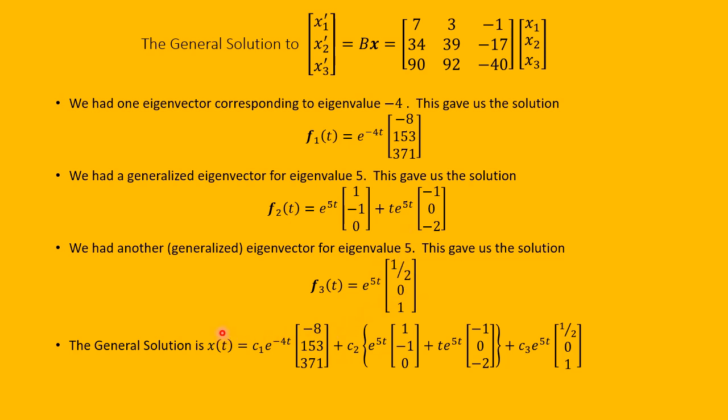So the general solution, x of t, is c1 times f1 of t plus c2 times f sub 2 of t plus c3 times f sub 3 of t. If we had initial conditions for an initial value problem, we could use those initial conditions to find c1, c2, and c3. Notice that f sub 2 of t consisted of two terms here. So c2 times f sub 2 of t was c2 times those two terms that comprise f2 of t. These are all the solutions to x prime equals this matrix times x.